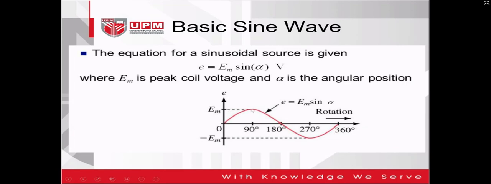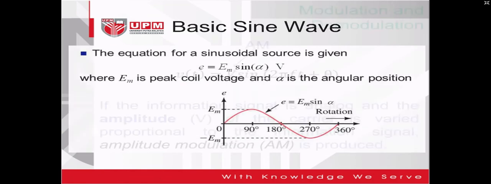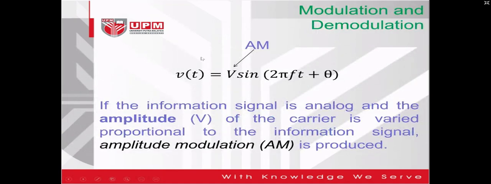Okay, so EM is the peak. It can be E, it can be V, so you need to check whether it's E or V. You should be able to understand that although it's E, it's still considered as the energy or the voltage. Okay, so this is the carrier signal, for example, and this will be the amplitude.